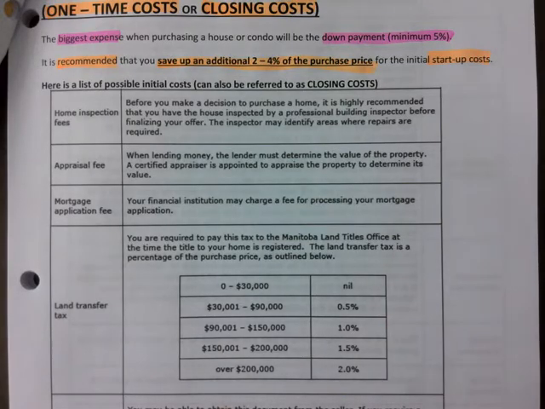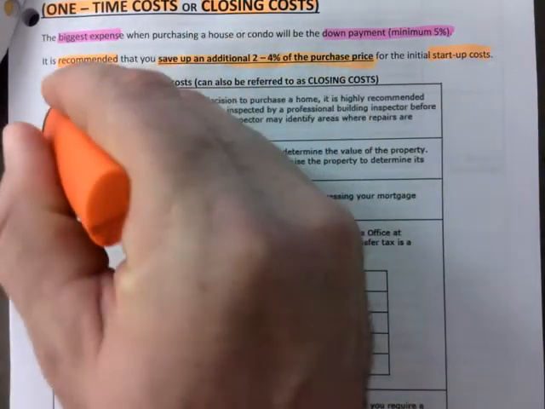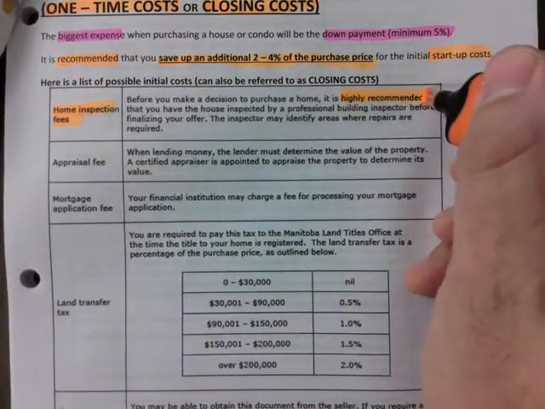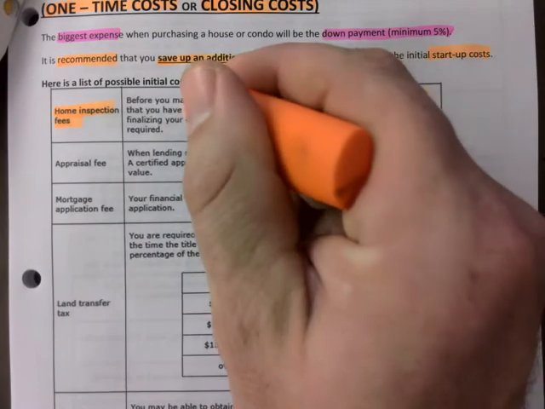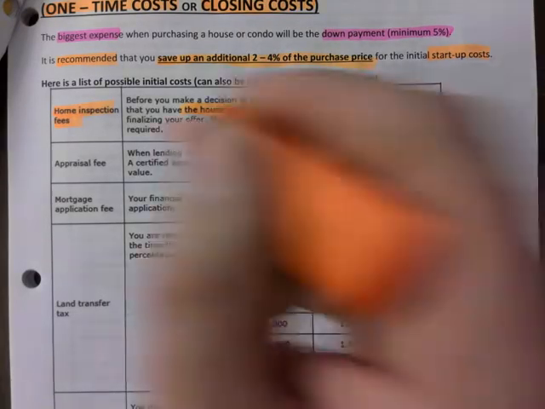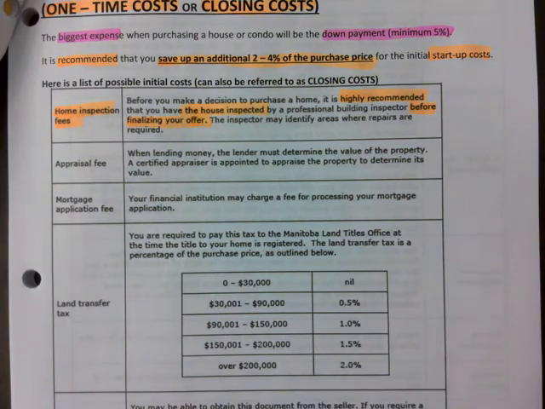So what do you need extra money for? Here's the first one. Home inspection. It is highly recommended that you get the house inspected, right? Before you finalize the offer. You know how cars get a safety check, right?